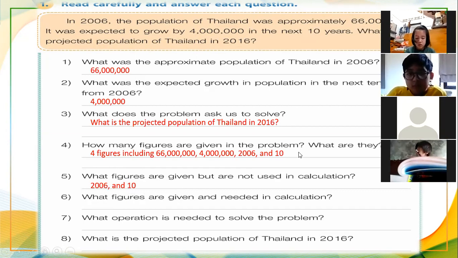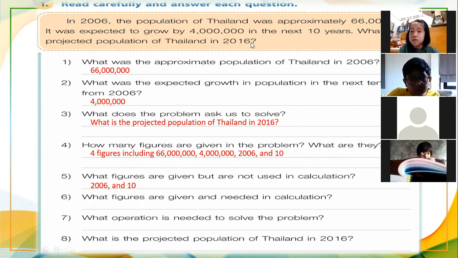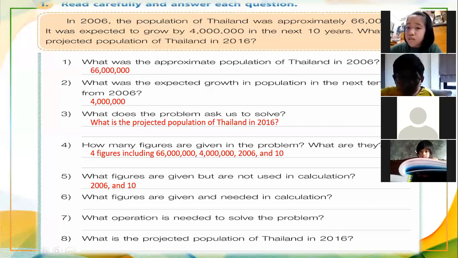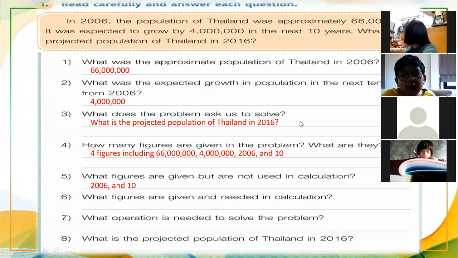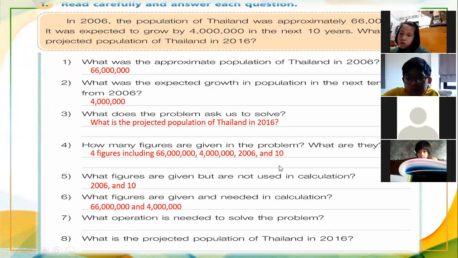Okay, now how are we going to calculate? Students, are we going to calculate by addition or subtraction? Students, can you answer me? What are we going to do? Are we going to subtract or are we going to do addition? Addition. Exactly, addition.